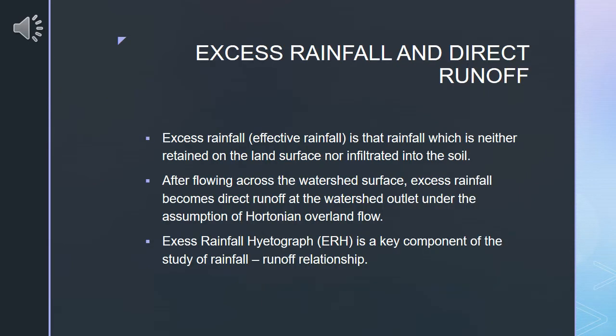After we define all the surface water definitions, let's go through the calculation. We have two main parameters: excess rainfall and direct runoff. Excess rainfall, which is also called effective rainfall, is that rainfall which is neither retained on the land surface nor infiltrated into the soil. After flowing across the watershed surface, excess rainfall becomes direct runoff at the watershed outlet under the assumption of Hortonian overland flow, which assumes there is no vegetation.